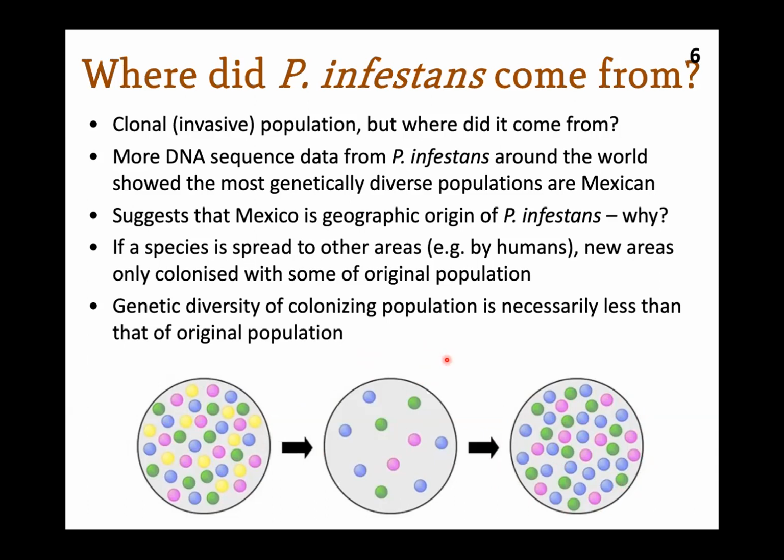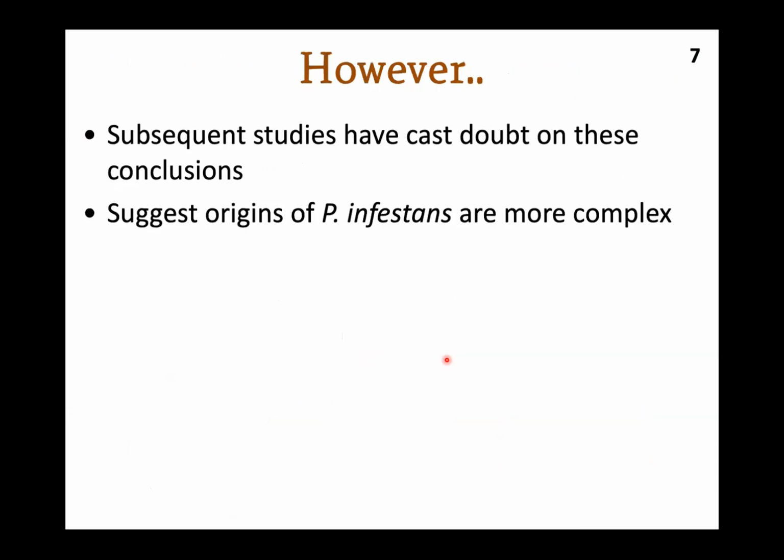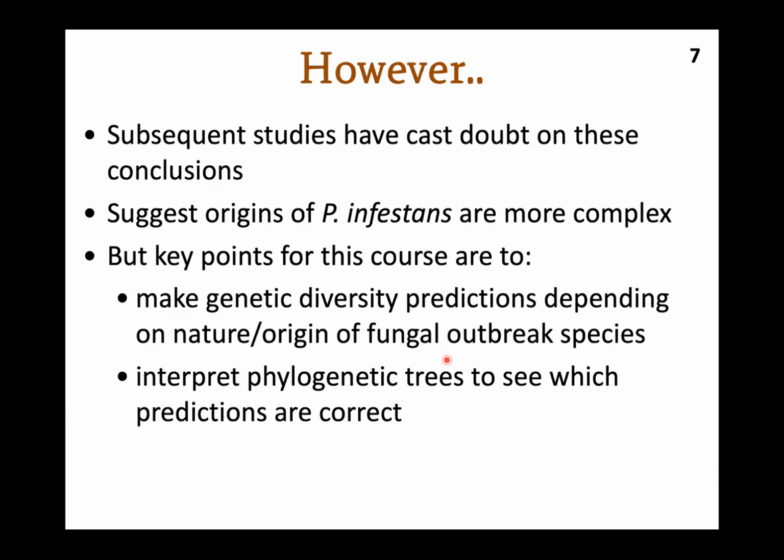I'll just finish off by going to slide number 7 and saying that subsequent studies have cast doubt on some of these conclusions about the origins of P. infestans, and they suggest that the origins might be more complex. But you don't need to worry about that. I'm just telling you as a disclaimer that if you're going around telling everybody that P. infestans came from Mexico, that may not actually be true, but we don't have time to go into the details of what these subsequent studies have shown. I'm really just using this as an illustration to show how to think about it.